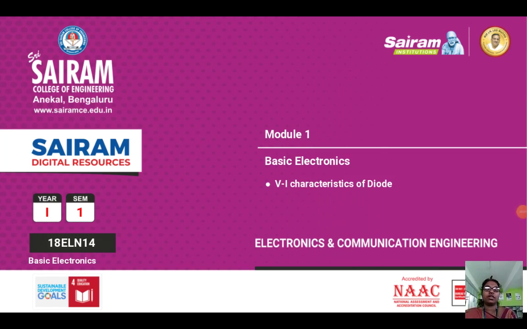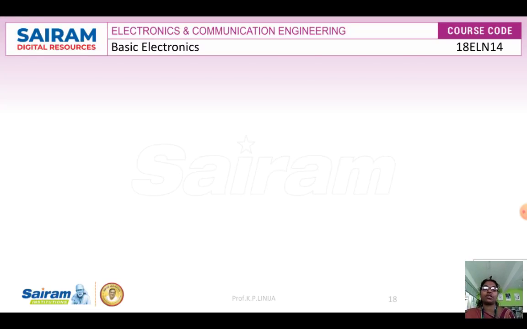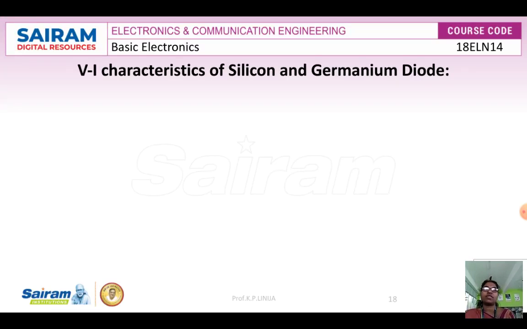Dear students, today let us discuss the VI characteristics of a diode, that is, the voltage-current characteristics of a diode. We have already studied the operation of forward bias condition as well as reverse bias condition, and we know more about that. The most commonly used semiconductor materials are silicon and germanium. In the silicon and germanium diode, we are going to see the VI characteristics.